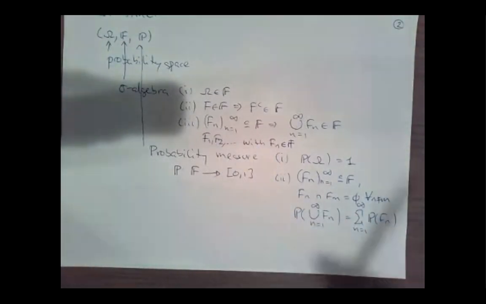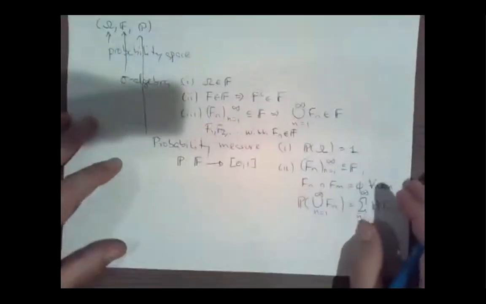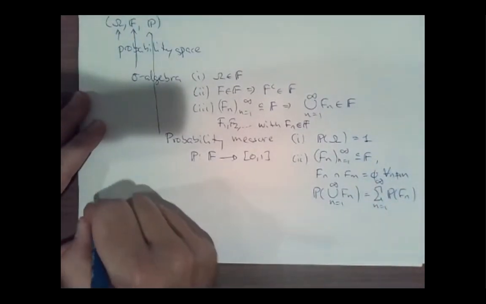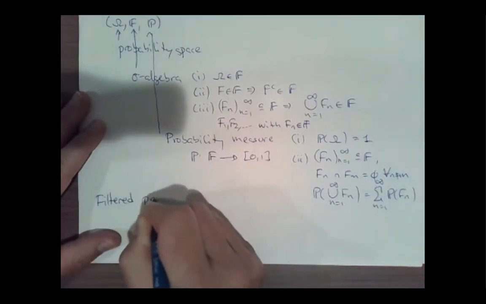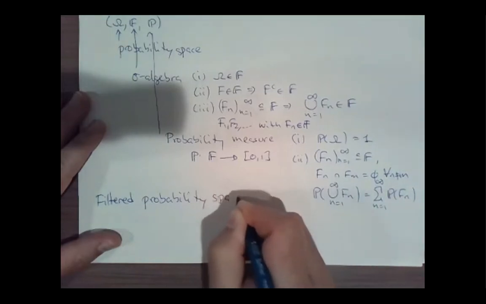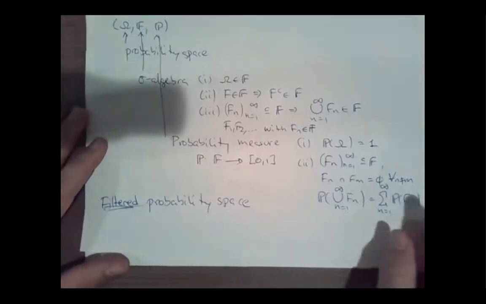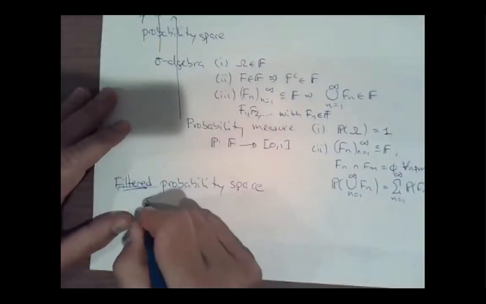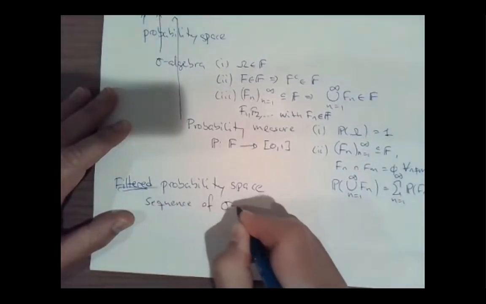What is in store for us is something that might make this even more confusing. The next thing we're going to be looking at is something called a filtered probability space. So here we have a probability space. Now there's a new word here, filtered. A filtered probability space means that you have a sequence, a sequence of sigma algebras.